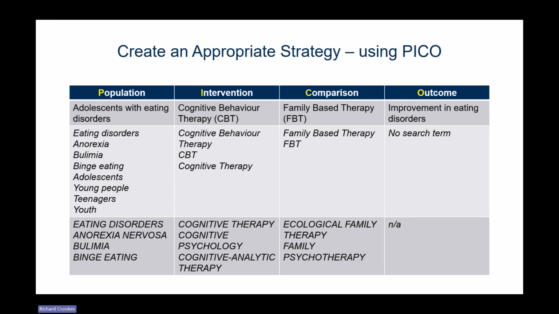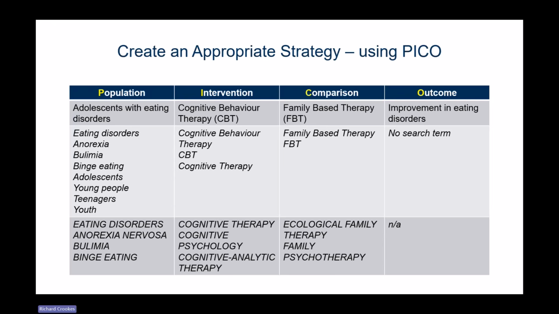So of course, we've got young people, teenage, youth there, but we've also got eating disorders, anorexia, bulimia, binge eating, and so on. Likewise, with the intervention, we are looking at cognitive behavioral therapy, or CBT, so it could be the acronym. It could be cognitive behavior therapy, or simply cognitive therapy. So again, variations, derivatives of the term. We also have the comparison, family-based therapy, always known as FBT, or it could be family therapy, which I've not listed here. And then we've got the outcome. We're not searching specifically for the outcome. Obviously, with these interventions and the comparison, we are looking at improving those symptoms.